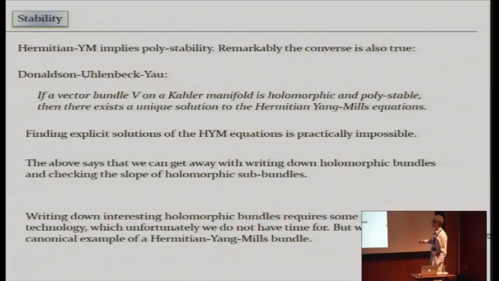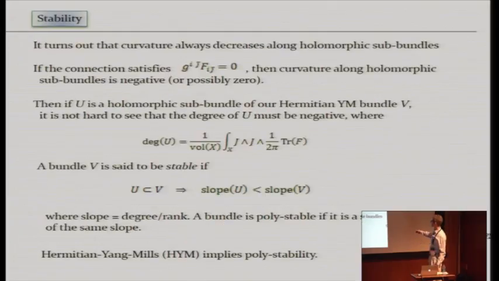Now, as I said, the slope of U is a topological quantity, and these Hermitian-Mills equations are differential geometric quantities. So at first sight, you'd say one implies the other, but the converse couldn't possibly be true, because it's a differential geometric condition. You wouldn't think that the topological condition implies this differential geometric condition.